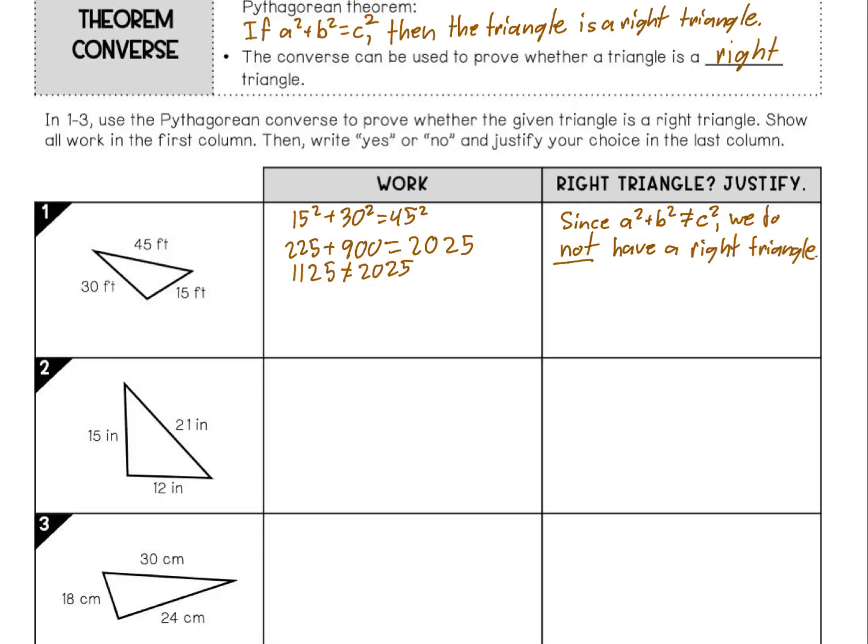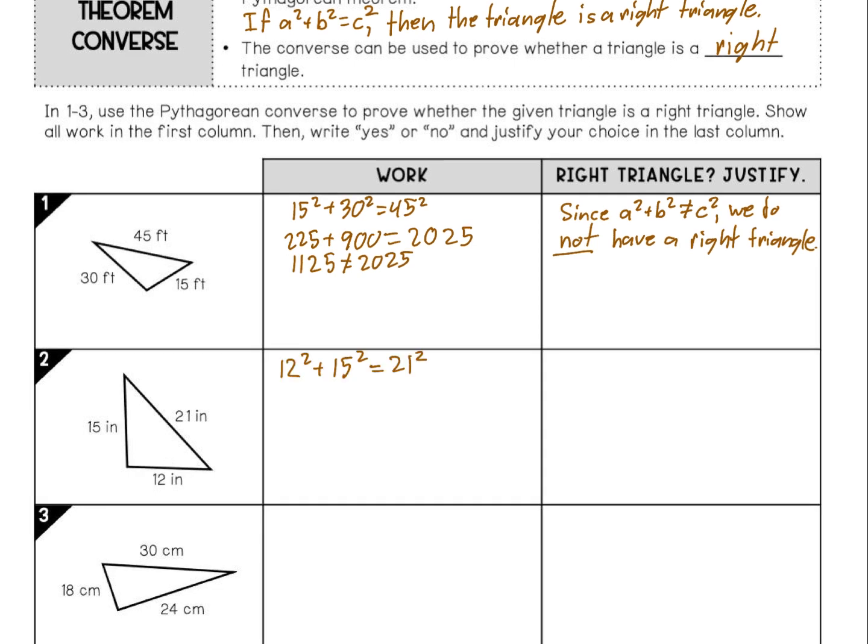Now let's try a second problem. Let's plug 15, 12, and 21 into the Pythagorean theorem, making sure that the longest side, 21, is our c. Next, we need to determine if the statement is true or not. 12 squared is 144, 15 squared is 225, and 21 squared is 441. This gives us 339 is equal to 441, which is obviously not true.